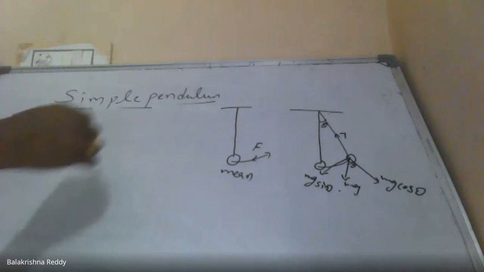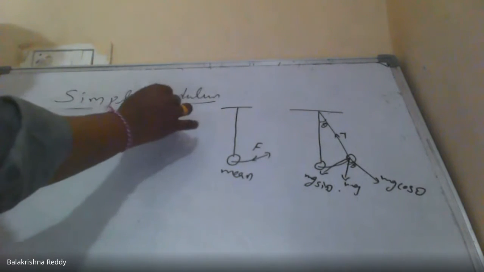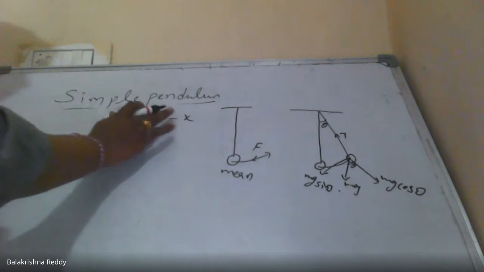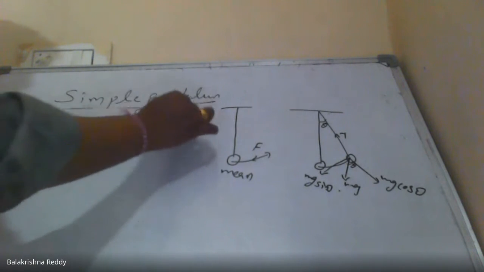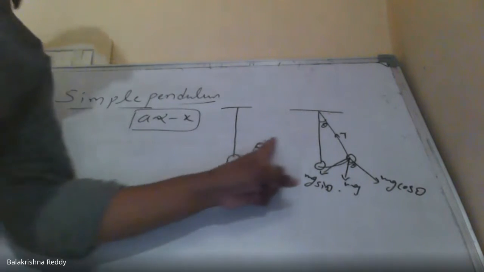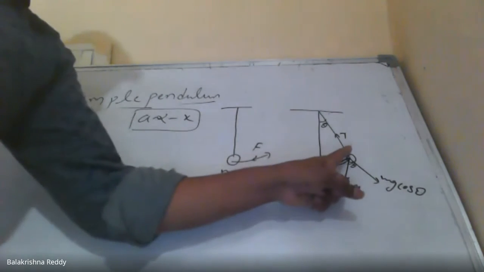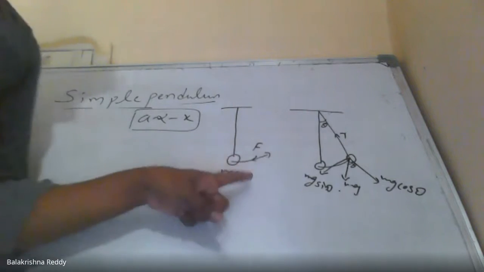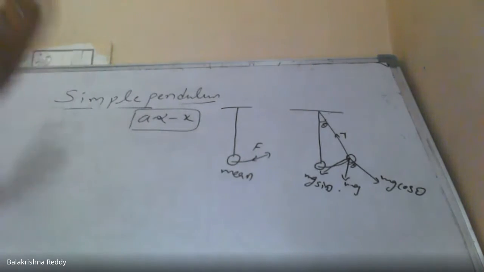So that's why we will write a equal to minus x, or a is directly proportional to minus x. This a comes due to the restoring force. Though we have applied the force in that direction, the acceleration acting towards the center happens because of the restoring force. Therefore, we know the force that you have applied.